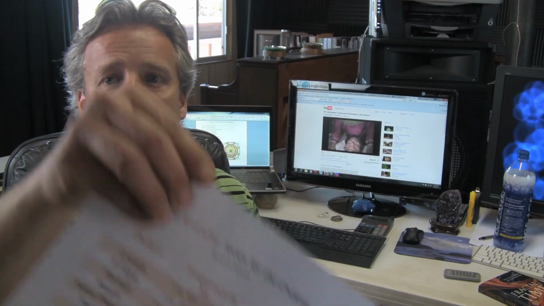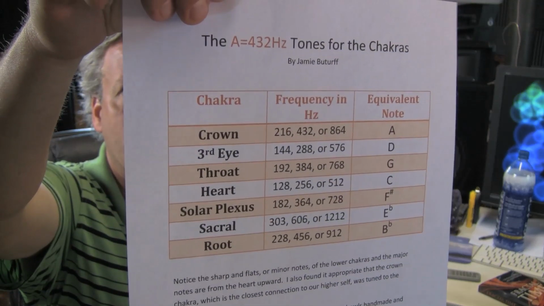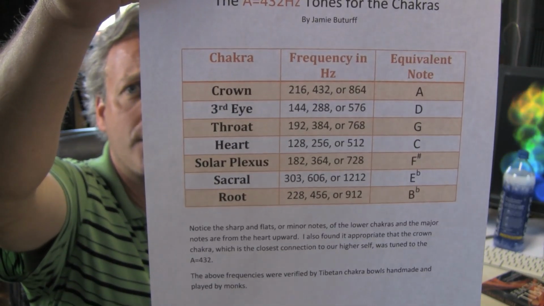Another thing I wanted to show you. This is a Tibetan bowl CD. All of these chakra bowls are all tuned to the A432 hertz. Now, before I found this, I came up with these chakra tones. This is something that I came up with, and these are the chakra tones.